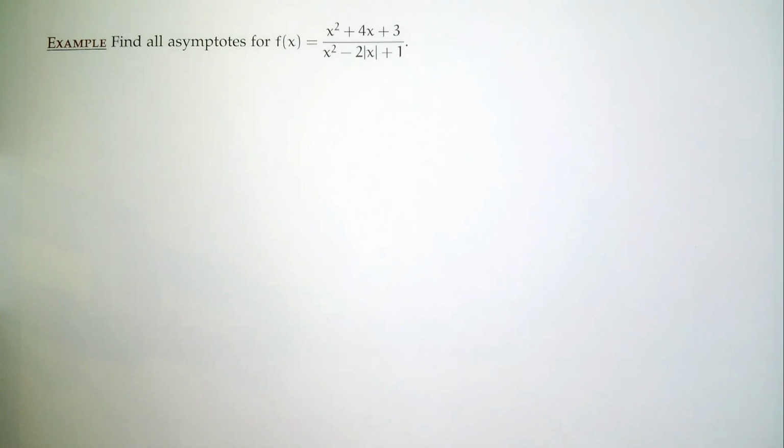Find all asymptotes for the following function: x squared plus 4x plus 3 divided by x squared minus 2 absolute value of x plus 1. Now for this function, you might say, well, that's not so bad. It just looks like a polynomial. Except there's one small detail that makes it not a polynomial. What's that small annoying detail? Yeah, the absolute value.